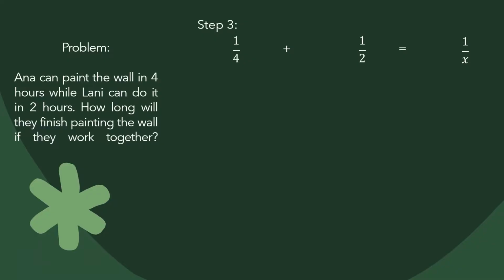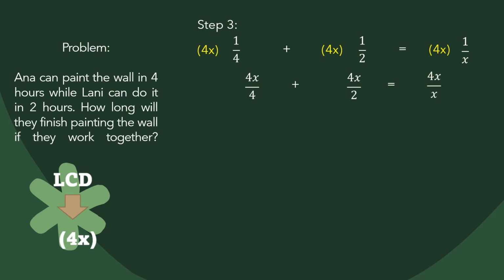Step 3. Solve for the unknown. We're going to use the formula from a while ago, which is 1/4 plus 1/2 equals 1/x. Applying the concept on addition of rational algebraic expressions, we're going to find the LCD of 4, 2, and x. And the LCD is 4x. So, we're going to multiply 4x on both sides of the equation. 4x times 1/4 is 4x over 4. 4x times 1/2 is 4x over 2. And 4x times 1/x is 4x over x.